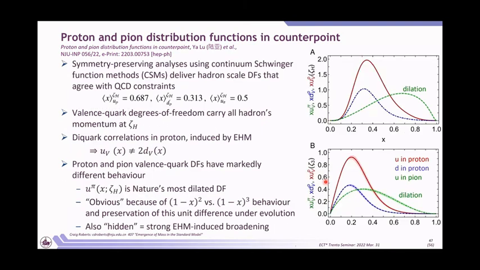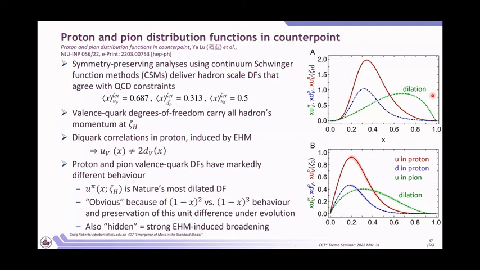The continuum predictions are consistent with the QCD constraints. And at the hadron scale, they give us a very well-defined set of momentum fractions. At this valence scale, and this is the special feature of the continuum approach, you can define the hadron scale unambiguously, and you can say that at this scale, the valence degrees of freedom carry all of the momentum.